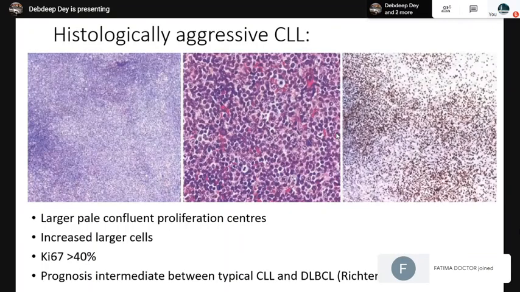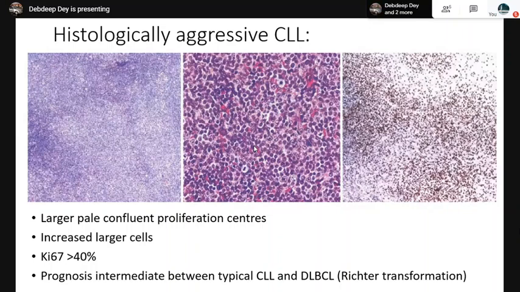The other thing is a histologically aggressive CLL, which is characterized by large, pale, confluent proliferation centers and increased larger cells. Here, the Ki67 is more than 40%, and the prognosis is intermediate between a typical CLL and a DLBCL, which is called the Richter's transformation.